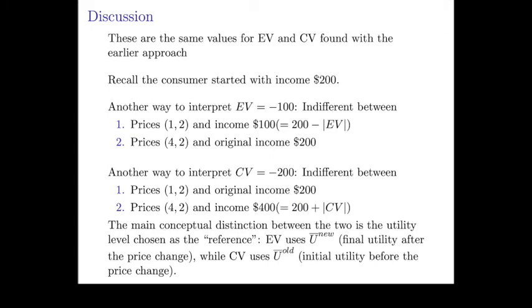The main conceptual difference between the equivalent and compensating variation is the reference utility level that we use. Equivalent variation uses the new utility level, whereas compensating variation uses the old utility level. That's the main difference here.